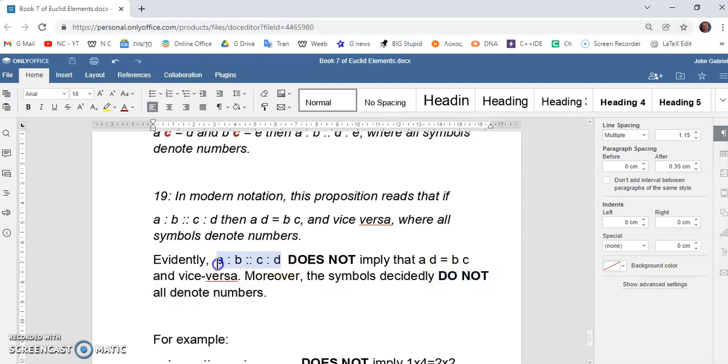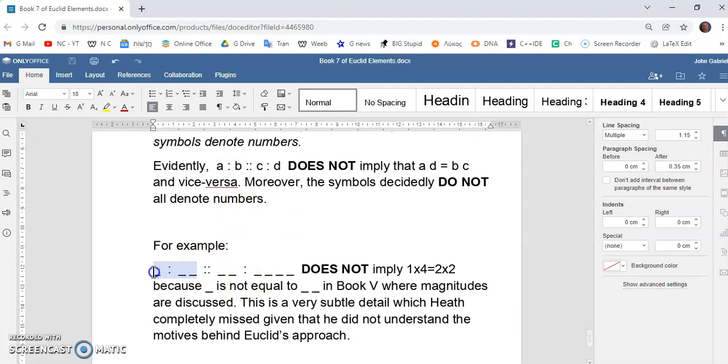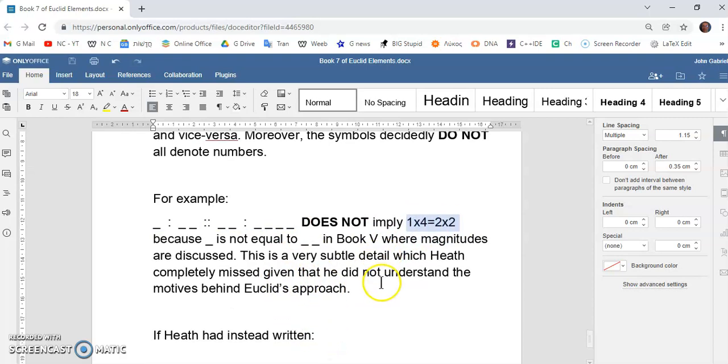So here we're not talking about numbers, because if we're talking about numbers, we can't write it like that. We have to use a vinculum, okay? Because a number is the measure of a ratio. So for example, if we've got this proportionality here, this ratio in proportion to this one, that does not imply that 1 times 4 is equal to 2 times 2, because this antecedent is not equal to this antecedent. However, the measure of this ratio and the measure of this ratio implies that 1 times 4 is equal to 2 times 2, okay? So this is a very subtle detail which Heath completely missed.